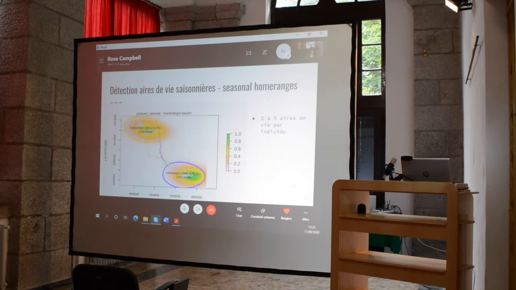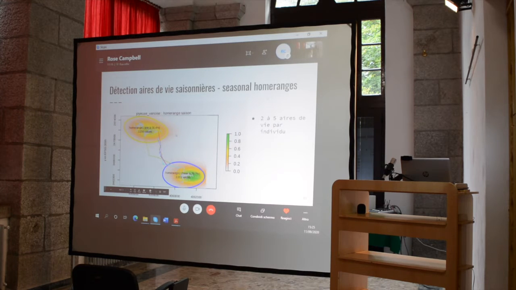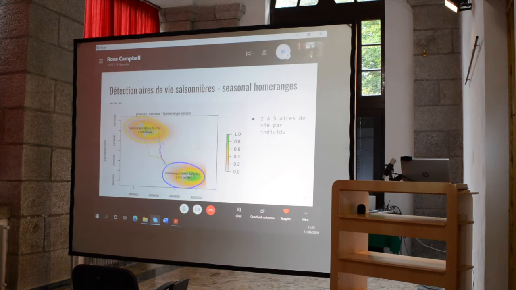Our algorithm allowed us to detect seasonal home ranges for most individuals. About half the individuals had two home ranges, winter and summer, but some individuals had up to 5 separate home ranges. Here's an example of Joyeuse, where we've identified a summer home range in yellow and a winter home range in blue. Using this algorithm, we're also able to figure out all of the trajectory between home ranges.